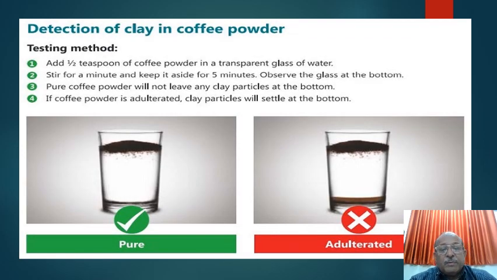Detection of clay in coffee powder. Add half a teaspoonful of coffee powder in a transparent glass of water. Stir for a minute and keep it aside for 5 minutes. Observe the glass at the bottom. Pure coffee powder will not leave any clay particles at the bottom. If pure coffee powder is there, you will see nothing at the bottom. If coffee powder is adulterated, clay particles will settle down at the bottom. Simplest way to find out.